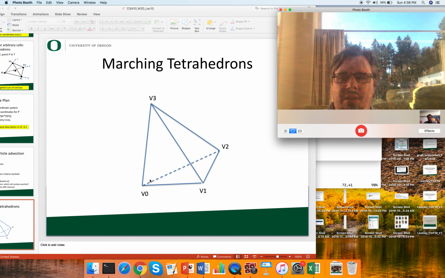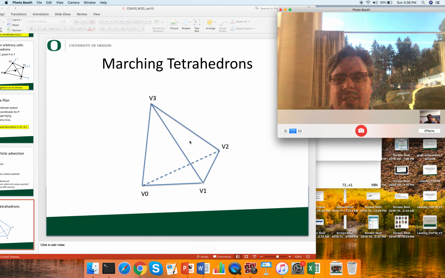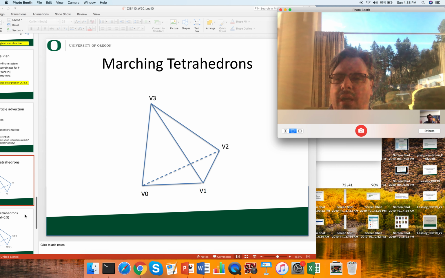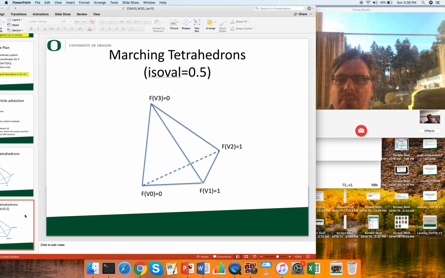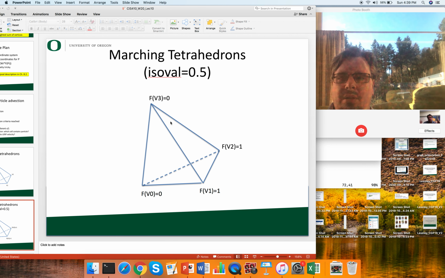I can see the face 3, 0, 1. I can see the face 3, 1, 2. I cannot see the face 3, 0, 2 because it's on the other side of the tet, and I can't see 0, 1, 2 because it's flat on the table. And so the idea then with marching tets is, here's an example.